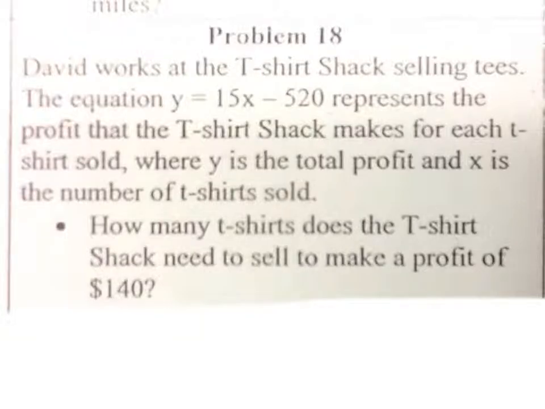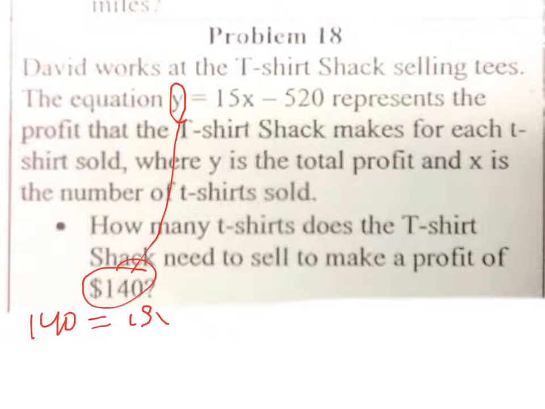Moving on to 18, David's working at a t-shirt place, and his profits are measured by this. It's looking like the total amount he's made. You have to do 15 times x, which is the number of t-shirts, and subtract 520, so he kind of spent 520 to start out with. So you figure out how many t-shirts he needs. You need to figure out x, and you want a profit of 140, so you're going to take 140 and put it where the y is.